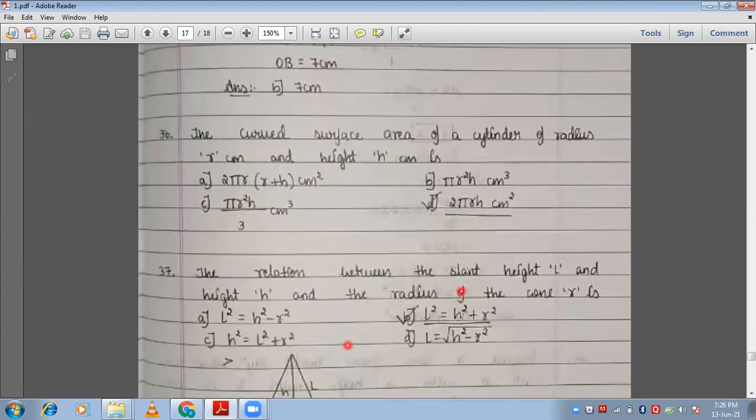Next, 36. The curved surface area of the cylinder of radius R and height 8 centimeter is dash. So curved surface area, what's the formula? 2 pi RH.